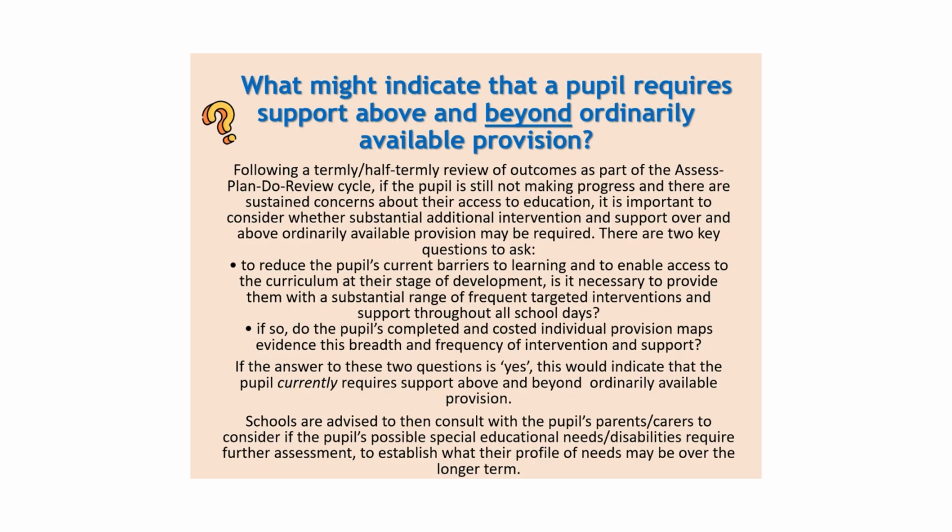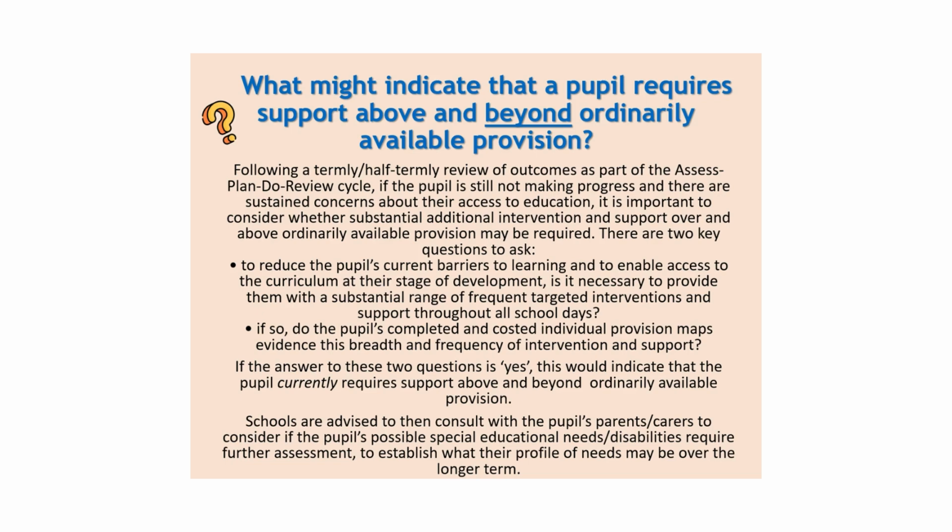What might indicate that a pupil requires support above and beyond ordinarily available provision? Following a termly or half-termly review of outcomes as part of the Assess, Plan, Do review cycle, if the pupil is still not making progress and there are sustained concerns about their access to education, it is important to consider whether substantial additional intervention and support over and above ordinarily available provision may be required. There are two key questions to ask.